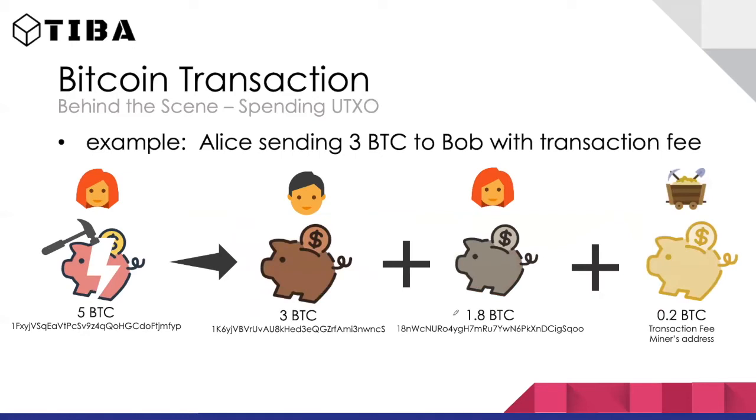Now a more realistic example is for Alice to send 3 to Bob, maybe 1.8 to herself, and then this 0.2 is something called a transaction fee that is sent to the miner. Miners are coming up in a couple of sections, but what a miner does is basically verify the transaction, so you have to give them some kind of reward for it.